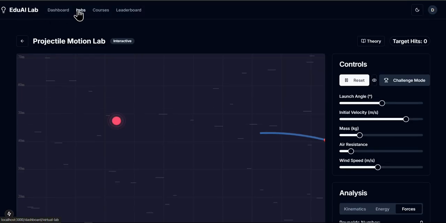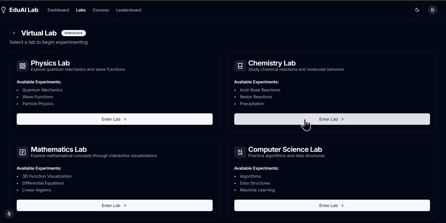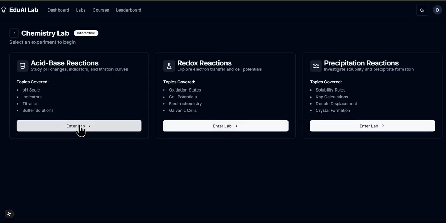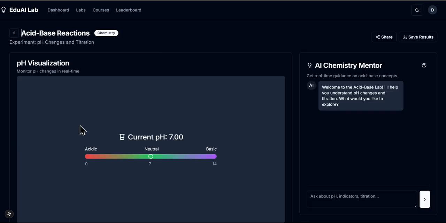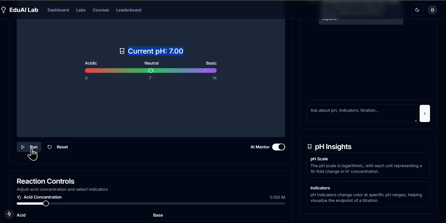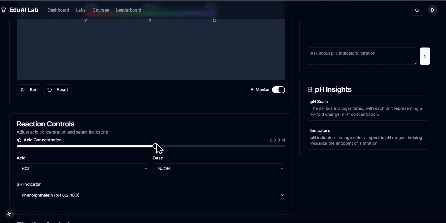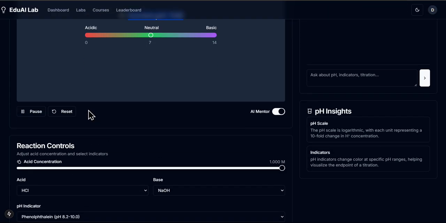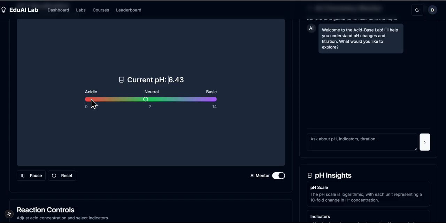Now, in chemistry lab, we have three working labs. First one is acid-base reactions. If we enter this lab, the current pH, because it is a neutral solution, the current pH is 7. Now, if we increase the acid concentration and run, now as you can see, as the acid concentration is high, the pH value is decreasing.